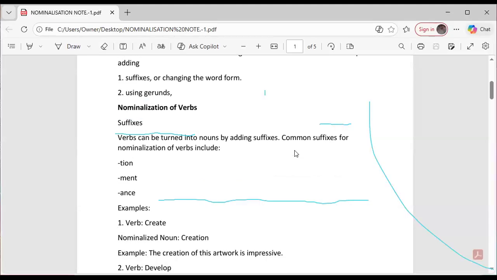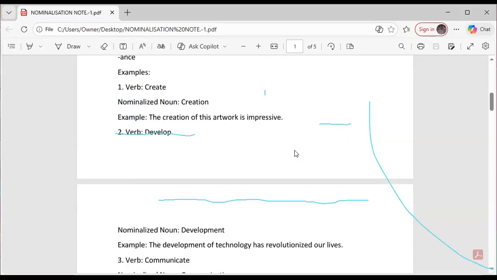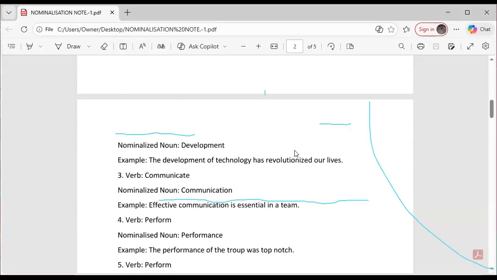Now look at what we have here. It says suffixes. Verbs can be turned into nouns by adding suffixes. Common suffixes for nominalization of verbs include tion, ment, ance. For example, the verb create becomes creation, develop becomes development, and communicate becomes communication. And then the sentence: effective communication is essential in a scene. Any question? Do I continue?